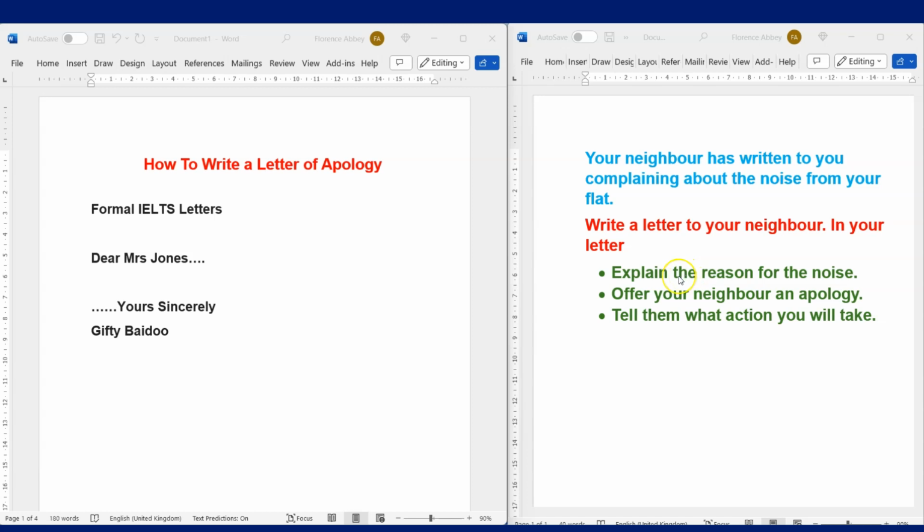So our first paragraph will explain the reason for the noise. Our second paragraph will offer our neighbor an apology. And then the third paragraph will tell them what action we are going to take. So that's what we are going to do. So let's look at how we can generate the ideas for IELTS letters.